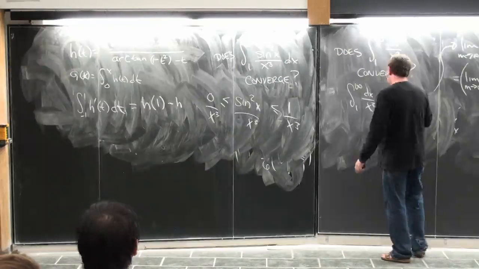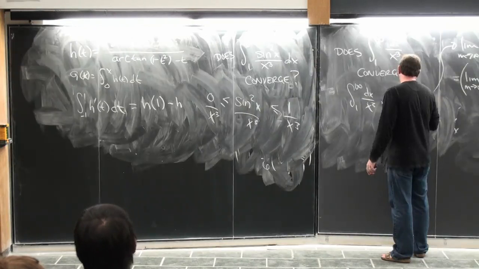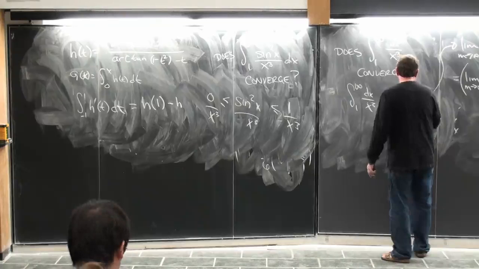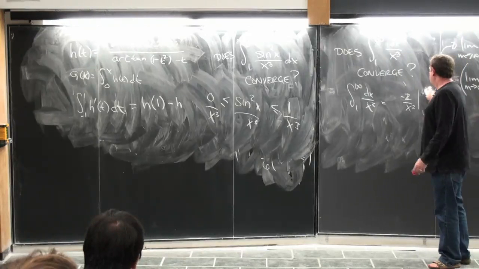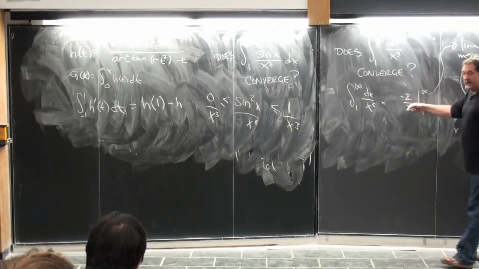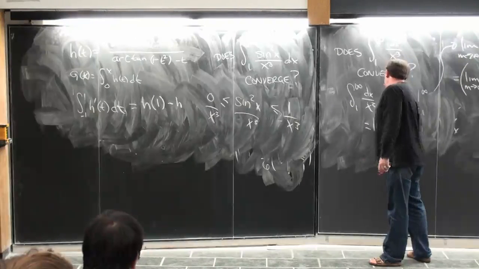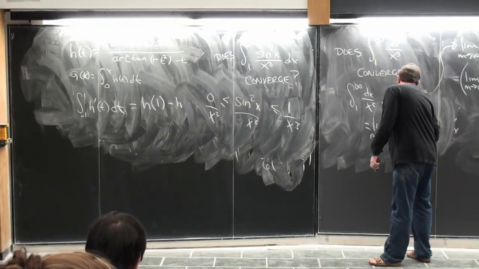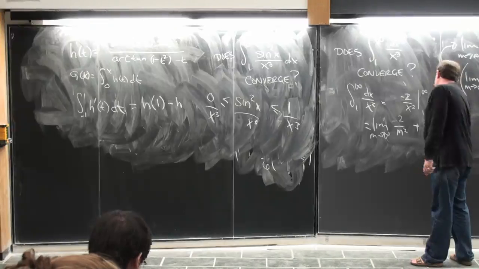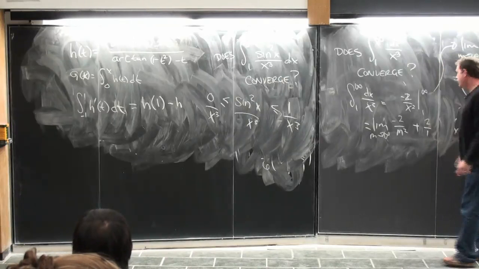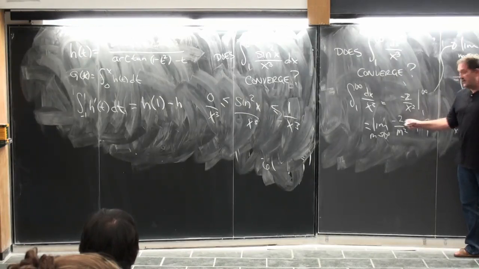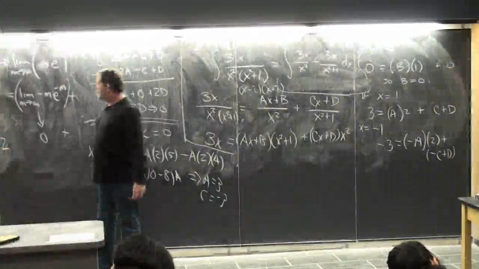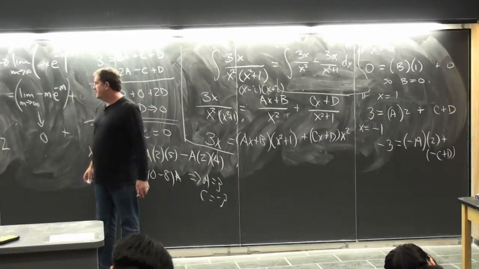So if we integrate this guy, we get negative 2 over x squared from 1 to infinity. And if we take the limit as m goes to infinity of negative 2 over m squared minus negative 2 over 1. As m goes to infinity, this goes to 0, so this is 2. And so the answer is yes, it converges.